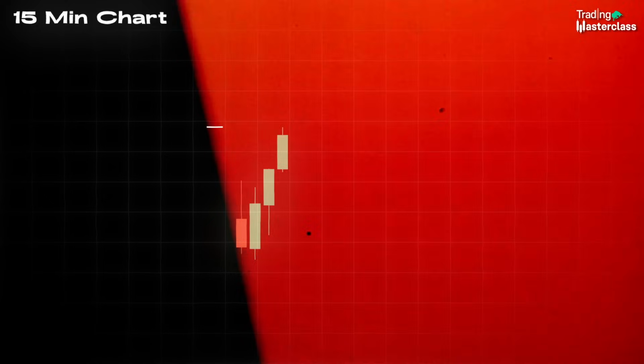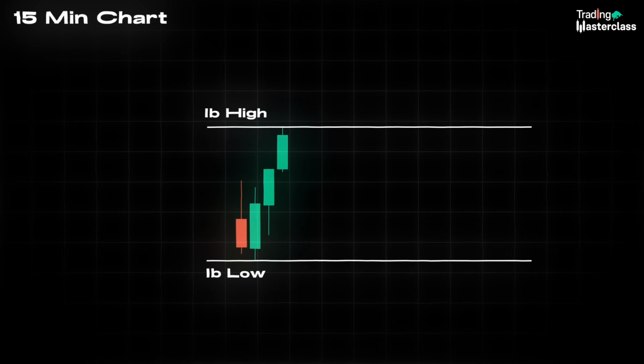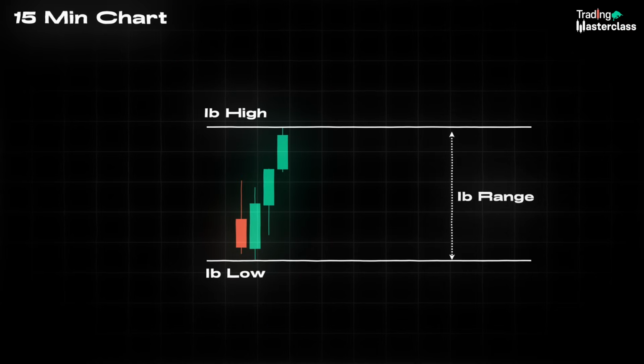So now it's time to start our analysis on the completed hour. Once the 1 hour is completed, we have two important levels, IB high and IB low. The range, or the difference between IB high and IB low, is what we are going to call initial balance, or basically IB range. Based on this, we have to take certain decisions.